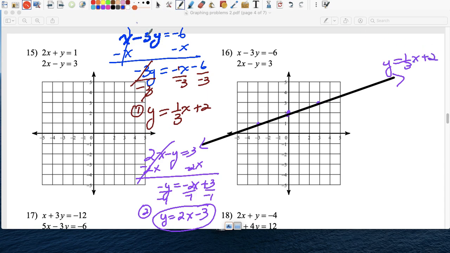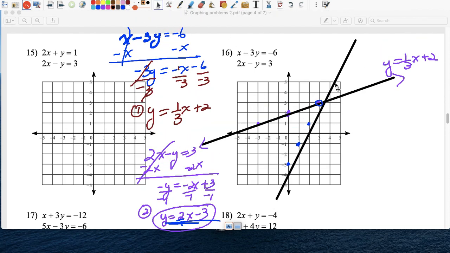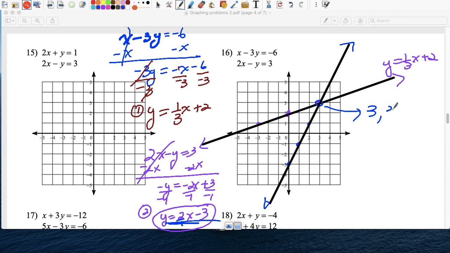The second line, which is this guy right here, the y-intercept is negative 3, and the slope is 2, or 2 over 1. So 2 up and 1 to the right. Again, it's positive, right? So we have to go right. So 2 up, 1 right, 2 up, 1 right, and I'm going to put a circle. Here is my point of intersection. So let me connect these. And you can clearly see the point of intersection, and let's label that. It's 3, 3. That's my point of intersection and my solution.